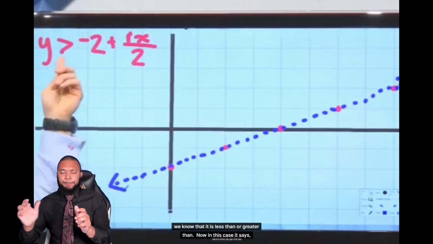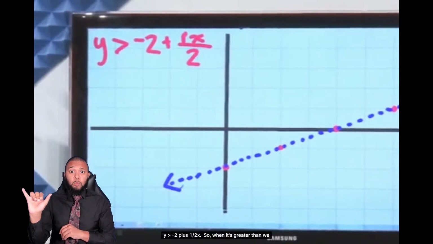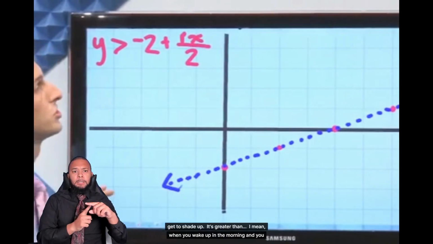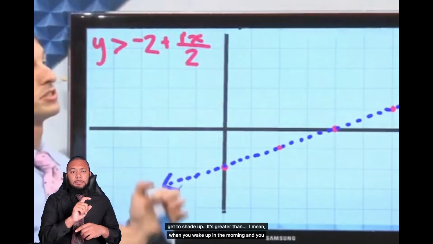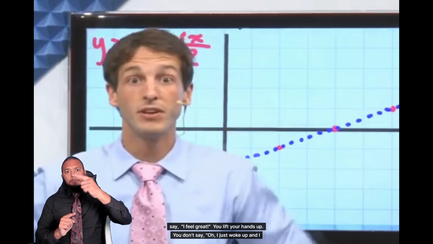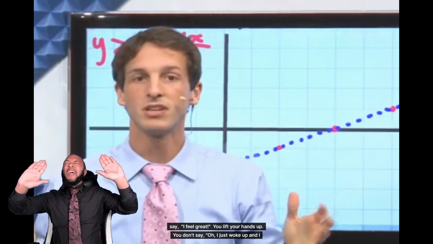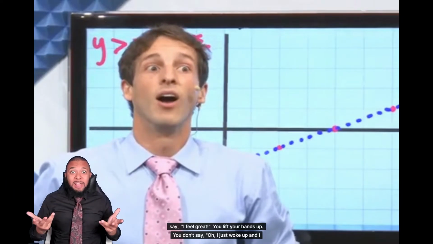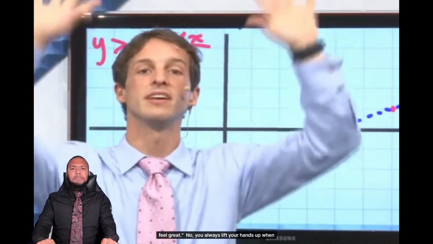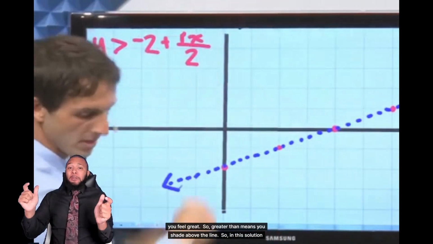Now, in this case, it says y is greater than negative 2 plus 1x over 2. So when it's greater than, we get to shade up. When it's greater than, I mean, when you wake up in the morning and you say, I feel great, you lift your hands up. You don't say, oh, I just woke up and I feel great. No, you always lift your hands up when you feel great. So greater than means you shade above the line.